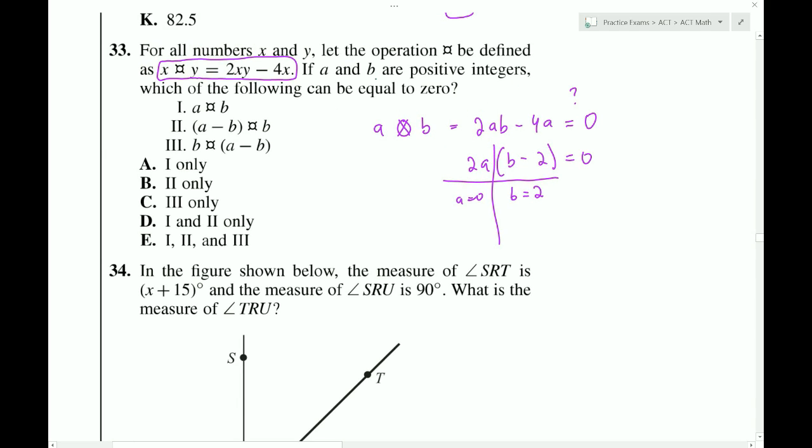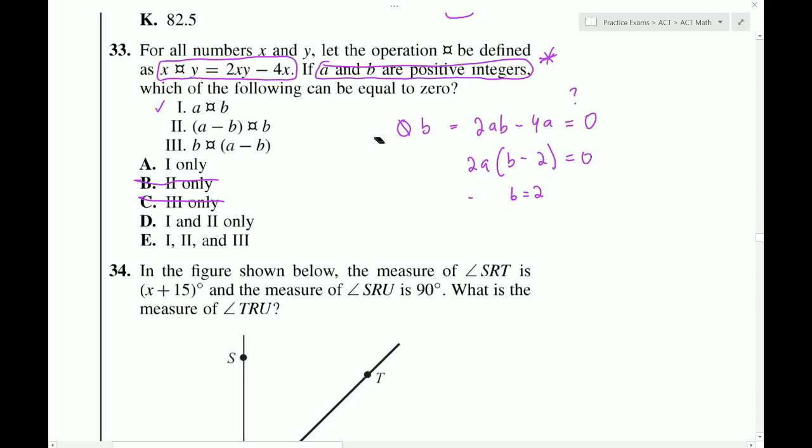So here's our constraint: a and b have to be positive. Okay. So in this case, we reject a equals 0 because that's not allowed. It has to be a positive number. B equals 2 can work though. So if b was equal to 2, the original thing we had would have to equal 0. So we found a way to make it equal 0, so we can put a check mark. And we can also eliminate anything that doesn't include 1 in its answer.